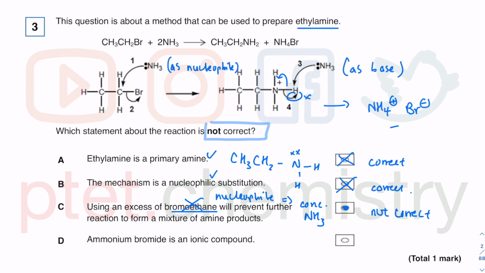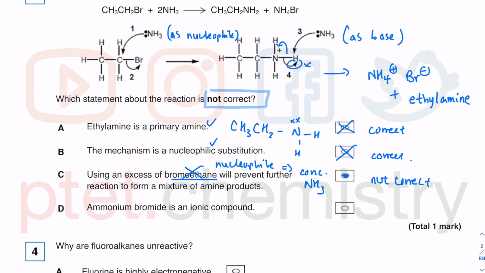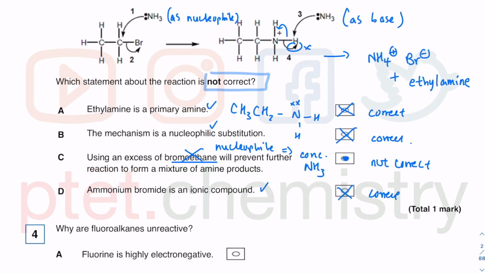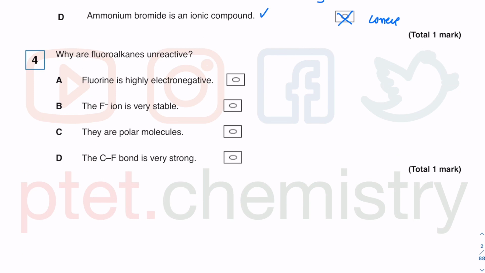But of course you also get your ethylamine, which is your desired product, which is a primary amine, and therefore this is true, this is correct, so it is not what we want there. Number 4, why are fluoroalkanes unreactive?